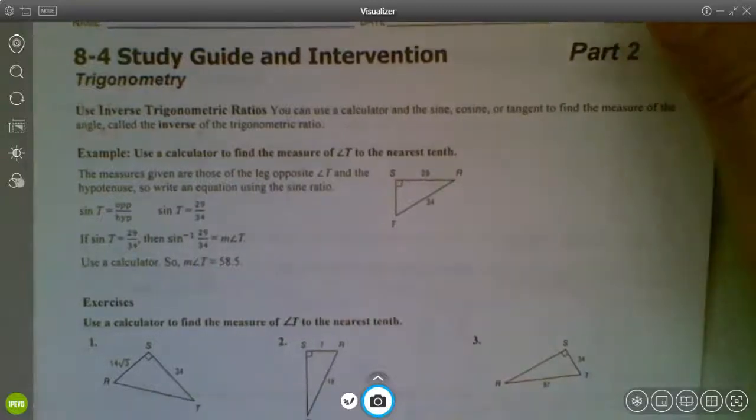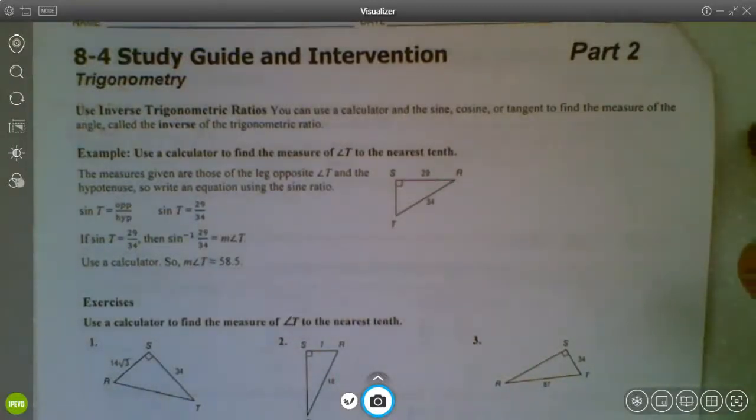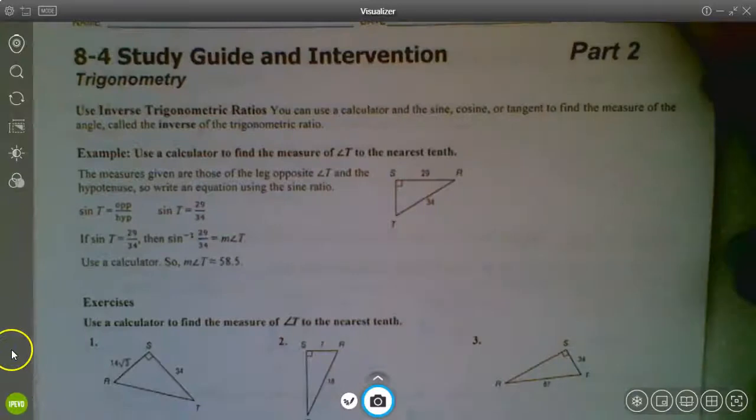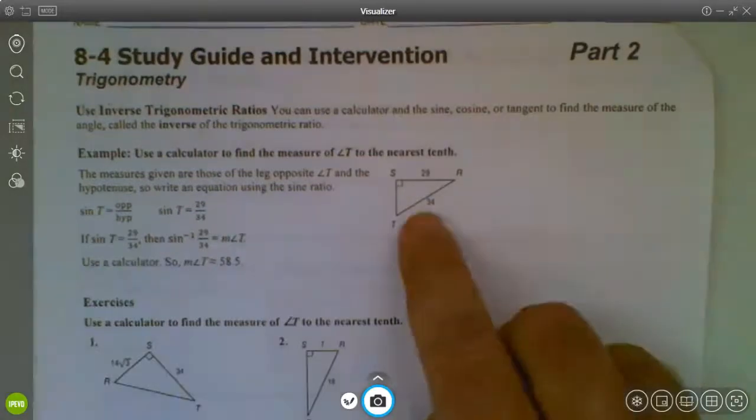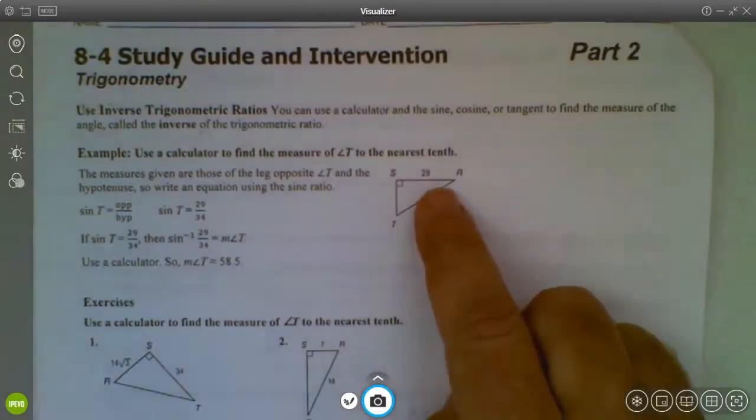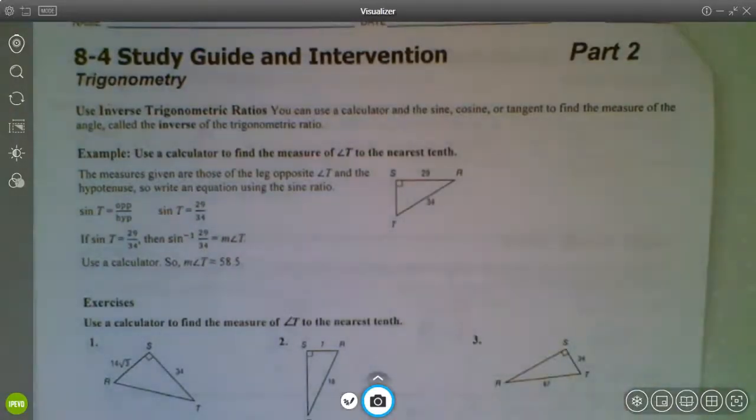Right, here we go with part 2 of section 8.4. So we took the section and we're going to split it up over 2 days because there's kind of a lot to gather here. And this is definitely a very new concept to all of you, as we're going through. So what I've saved for part 2 was the portion of this lesson that deals with finding an angle instead of trying to find a missing side length.